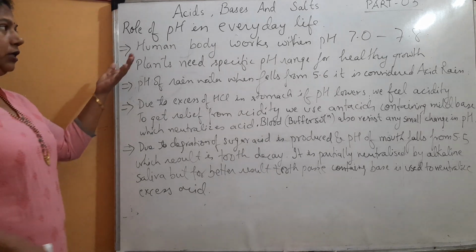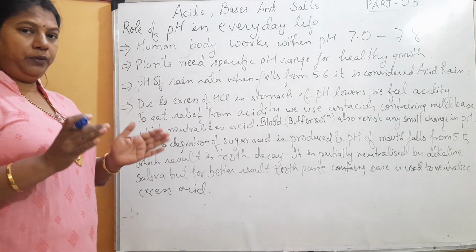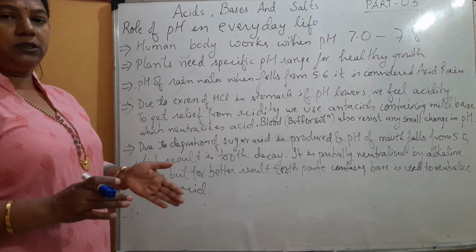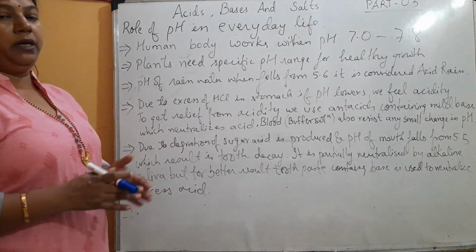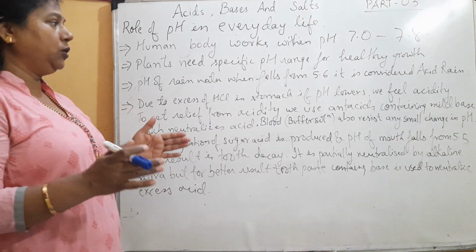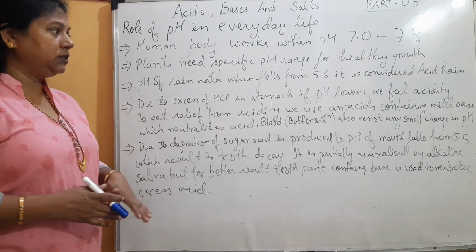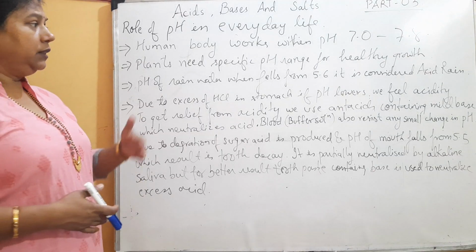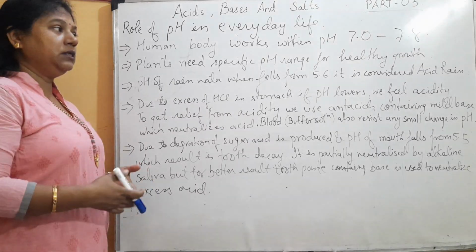Role of pH in everyday life. The human body works within a pH range of 7.0 to 7.8. Plants also need a specific pH range for healthy growth. Even if the pH of rainwater falls below 5.6, then the rainwater is considered acid rain, which causes harm to aquatic life.